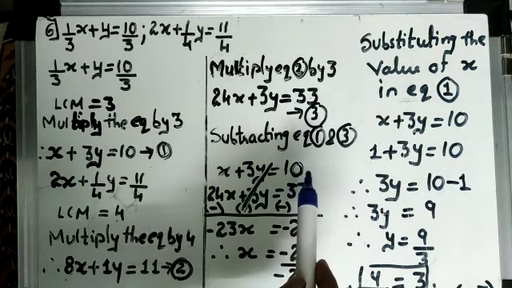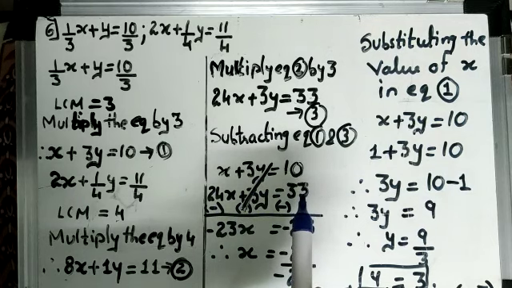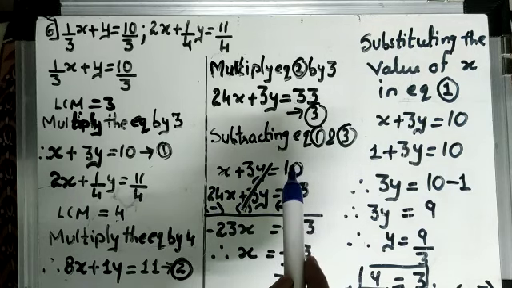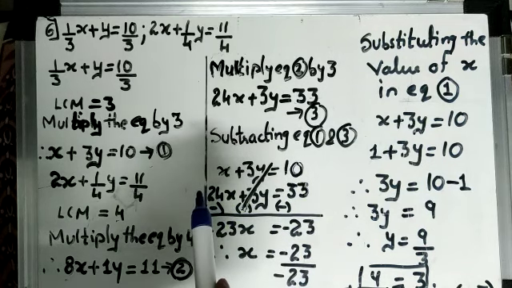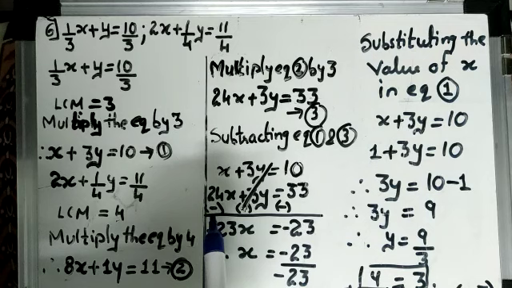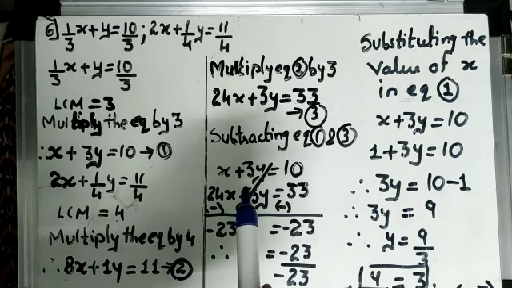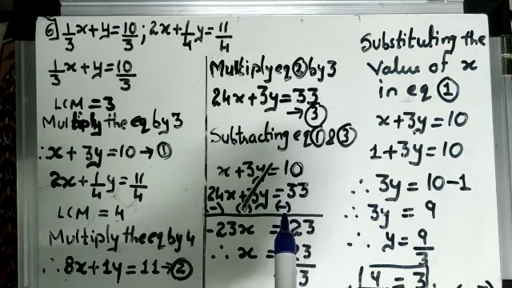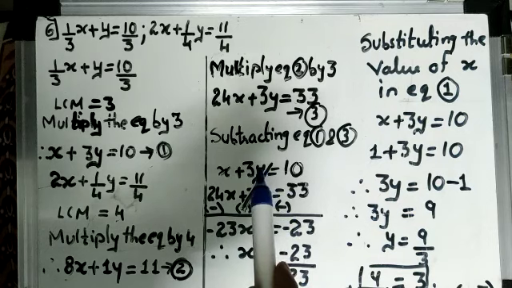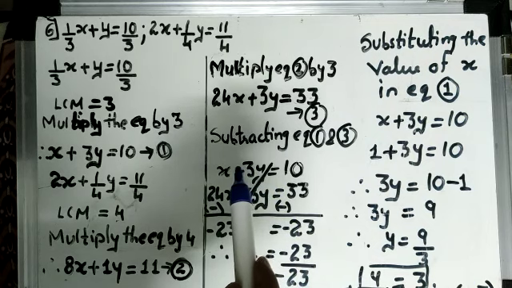This is my equation number 1 and this is my equation number 3. Since we are subtracting, the signs will change. This 24 has a positive sign, it will become negative. This 3y had a positive sign, it will become negative. This 33 had a positive sign, it will become negative. Now, here you will see that 3y in equation number 1 has a positive sign.